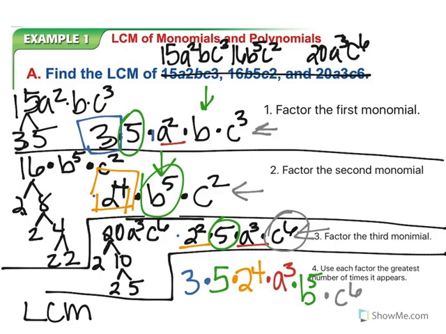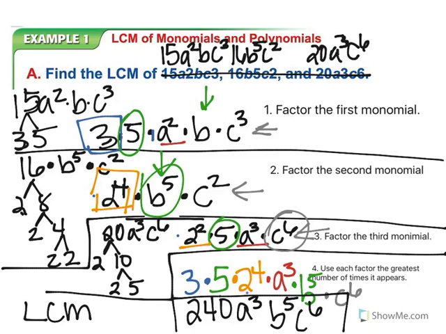So to actually get our answer, we need to take 3 times 5 times 2 to the 4th, and you can actually just put that in your calculator. So our answer is 240a cubed b to the 5th times c to the 6th, and that would be your least common multiple.